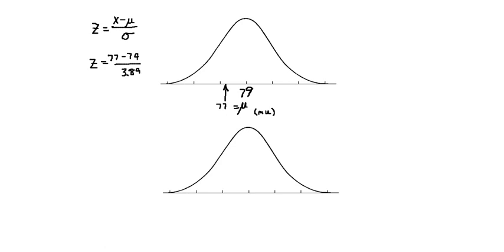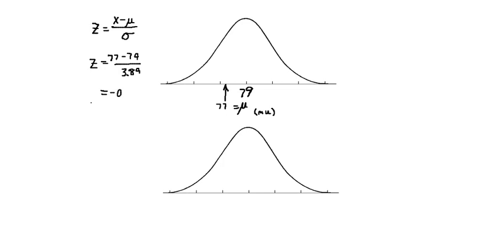So, bring up my calculator. I only want one. I'm going to take 77, and I'm going to subtract 79. I get negative 2. I divide that by my standard deviation of 3.89. And so my z-score is negative 0.51. Again, round to the nearest hundredth.